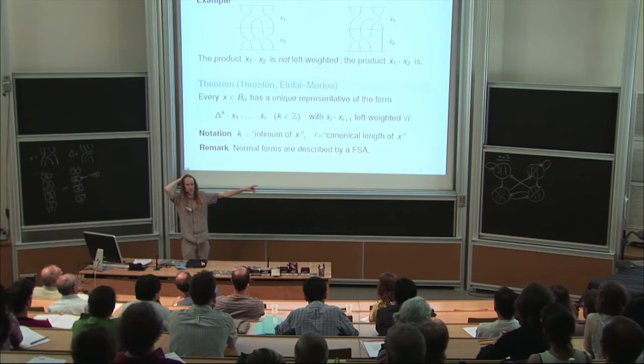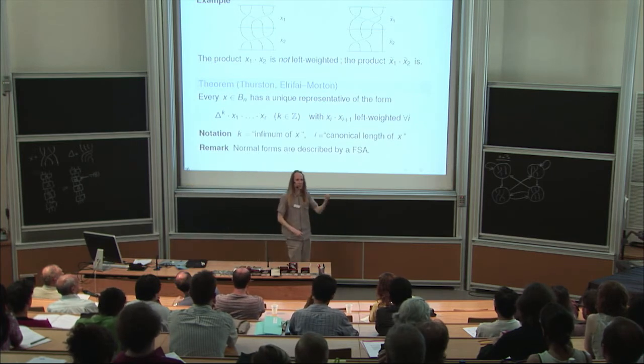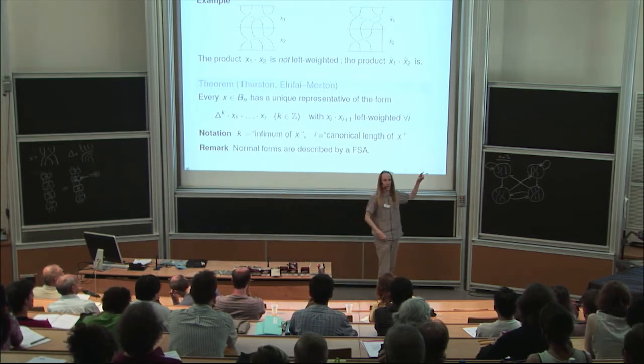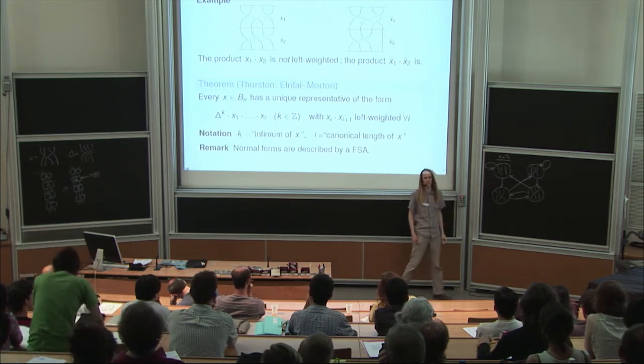Okay, that was the finite state automaton for just the positive part. Indeed, any braid can be written as a positive or negative power of delta followed by that.